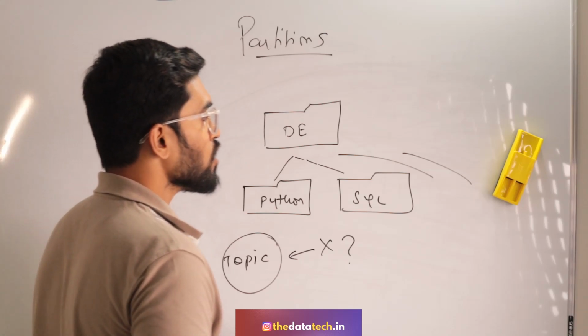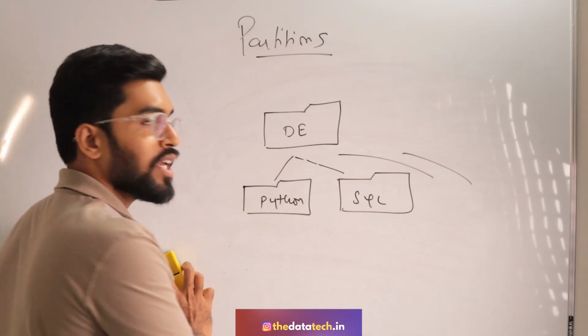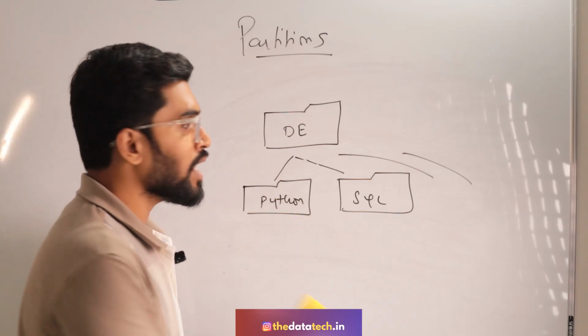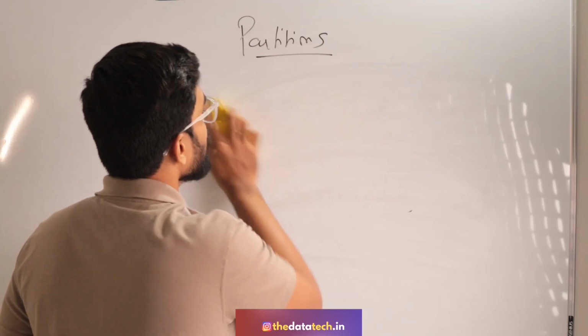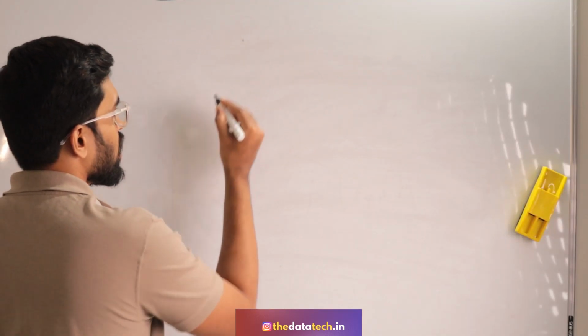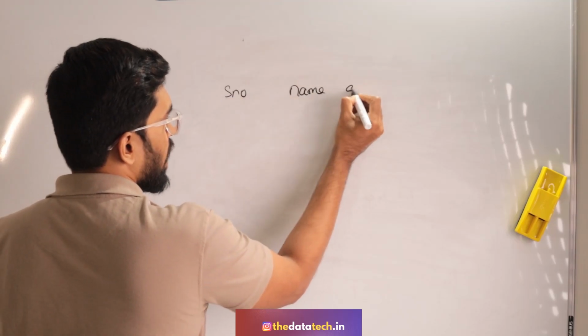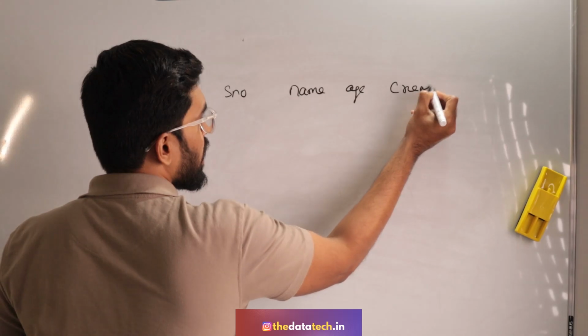So now we understood what the partition actually is and what its importance is in a real-world example. Now we get into the real-time example. Let me just create one table. I'll create one table with 4 columns: serial number, name, age, and created at.